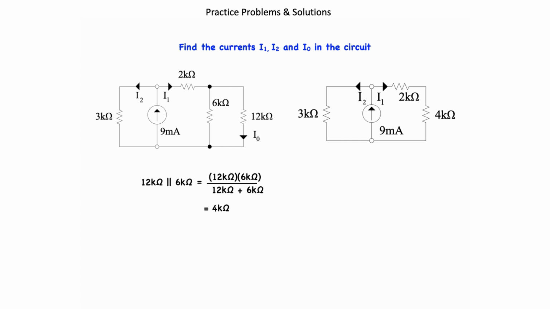one of which goes through the 3K ohm resistor and the other goes through the series combination of the 2K and the 4K ohm resistors, which is I1. Applying current division, we get this, 3 milliamps for I1, which means that the rest of the source current, I2, must be 6 milliamps by Kirchhoff's current law.